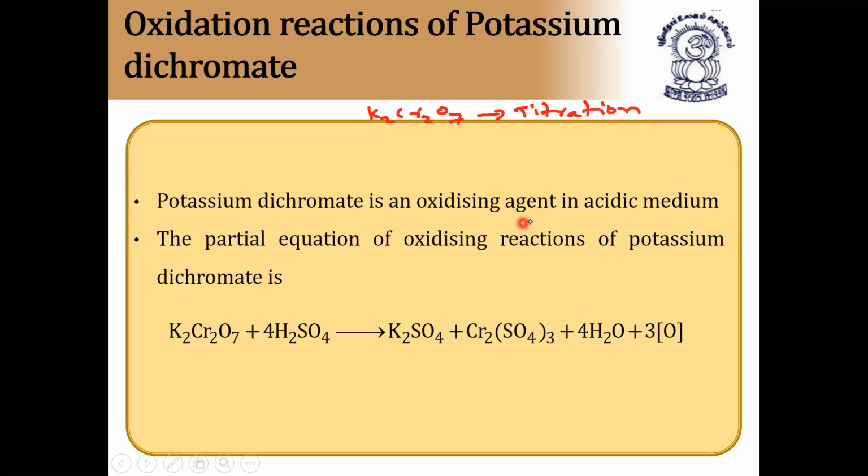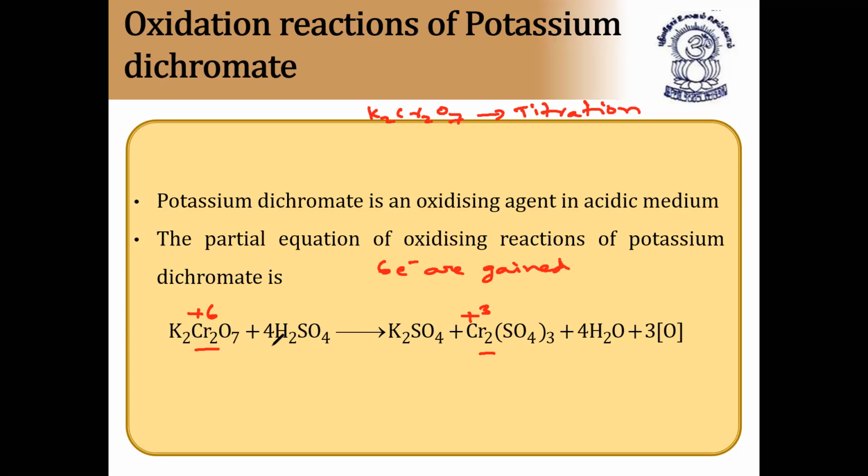It brings about oxidation and undergoes reduction in acidic medium. The equation for the oxidizing reactions of potassium dichromate in acidic medium: chromium changes from the +6 state to the +3 state, and two chromiums are involved. Since two chromiums are there, the total electron change is 6. Six electrons are gained, so automatically you'll get the equation.